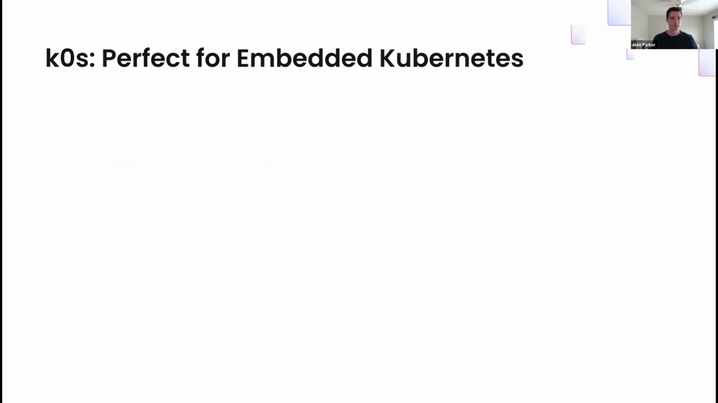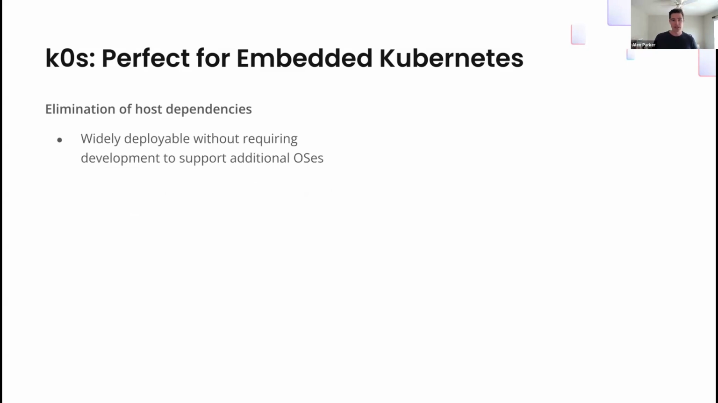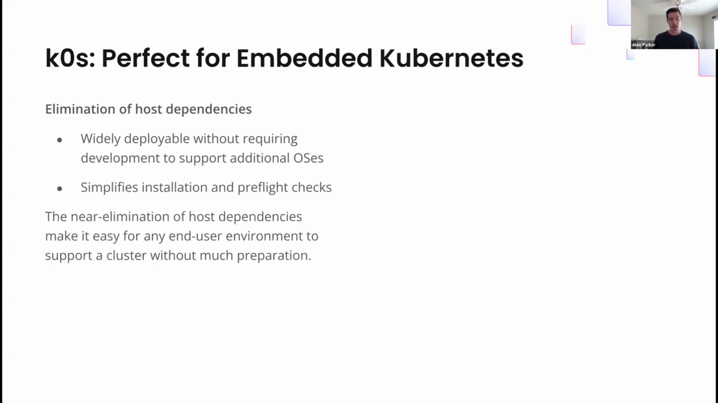Another reason it seemed perfect was, as we've already mentioned, the elimination of host dependencies. I won't dwell on this for too long because I've already said this, but it makes it really widely deployable without requiring development on our part to support additional OSs. So you're going to get a lot more support, a lot more regularly, a lot more easily, which allows us to focus our efforts on other things. It also simplifies the installation and the pre-flight checks that we have to run, because there's a lot less that needs to be there. Your customer doesn't have to do a lot to get it ready, which means we don't have to check a lot of stuff before the install happens. It helps eliminate a lot of the preparation that goes into getting an environment ready.